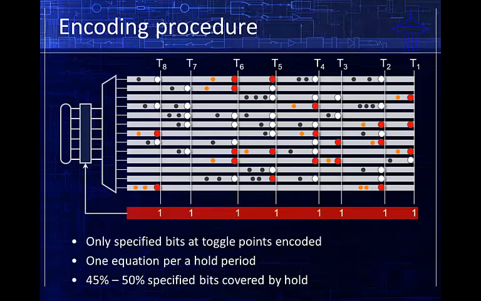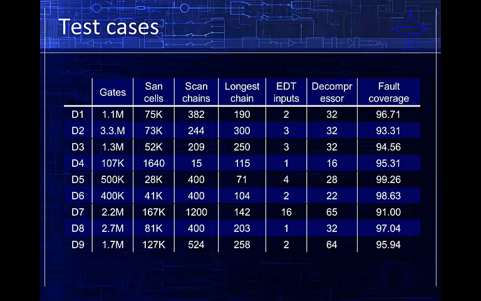It turns out that on average 45 to 50% of the specified positions in test cubes are provided by the hold function. This is really good news because that means that this approach has the potential to improve the compression ratio by up to 2x. We implemented a prototype of this method and ran it on 9 cores configured with scan chains to channel ratio ranging between 15 and 400 and the decompressor sizes ranging from 16 to 64 bits.